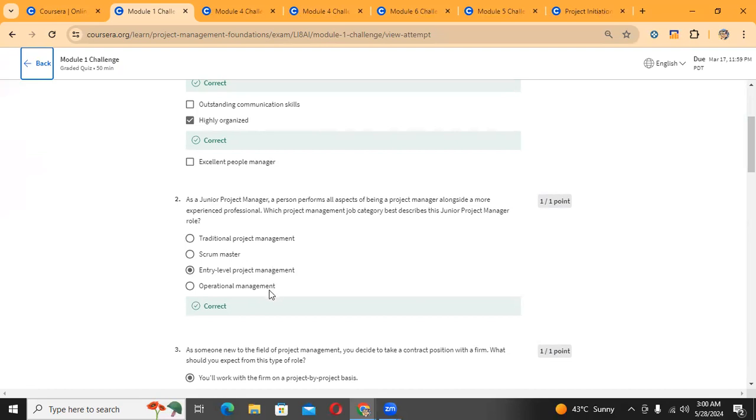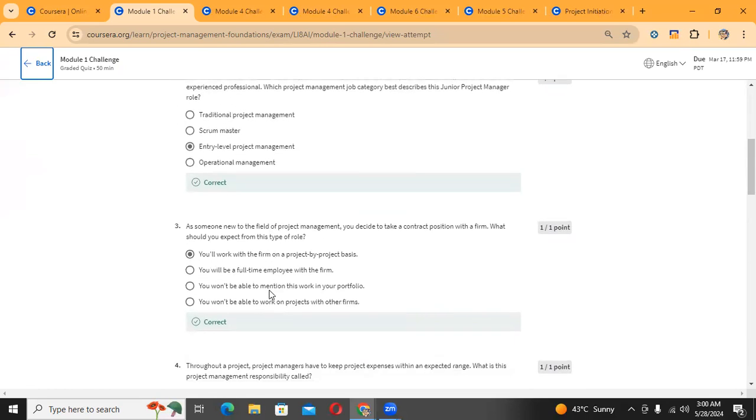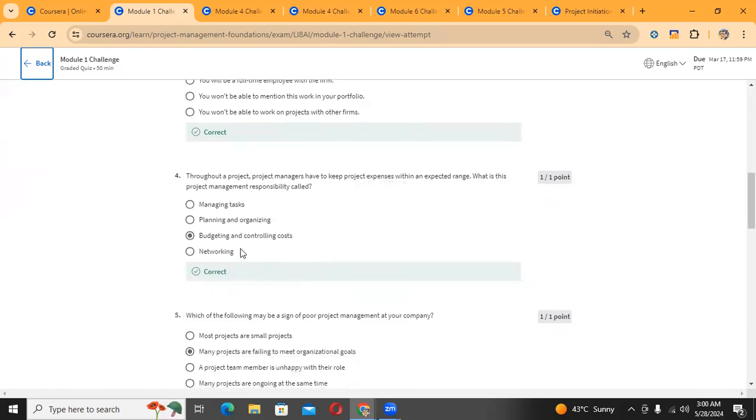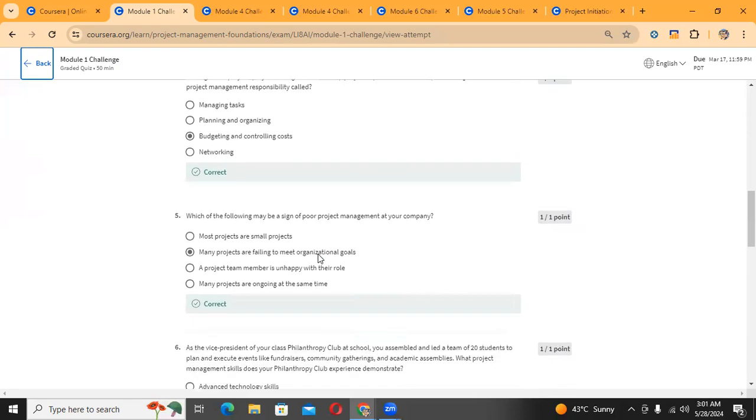to learn. So in the third question, if you are in a contract position, expect to work on a firm by project basis. This type gives diverse experience, but it is usually temporary. So in the fourth question, a key responsibility, what is the name of the responsibility? So it is budget and controlling cost.